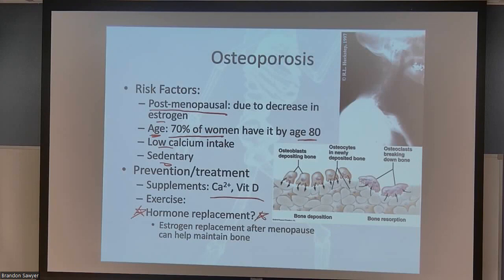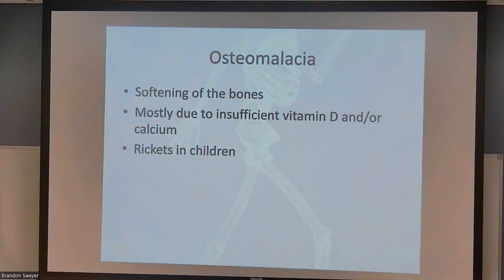Yeah. Yeah, and then lastly, osteomalacia is a little bit different. This is softening of bones, typically due to lack of vitamin D, can be lack of calcium. And this is when bones kind of bend and bow. This is what's known as rickets when children have this due to a lack of vitamin D intake, somewhat common in developing countries.